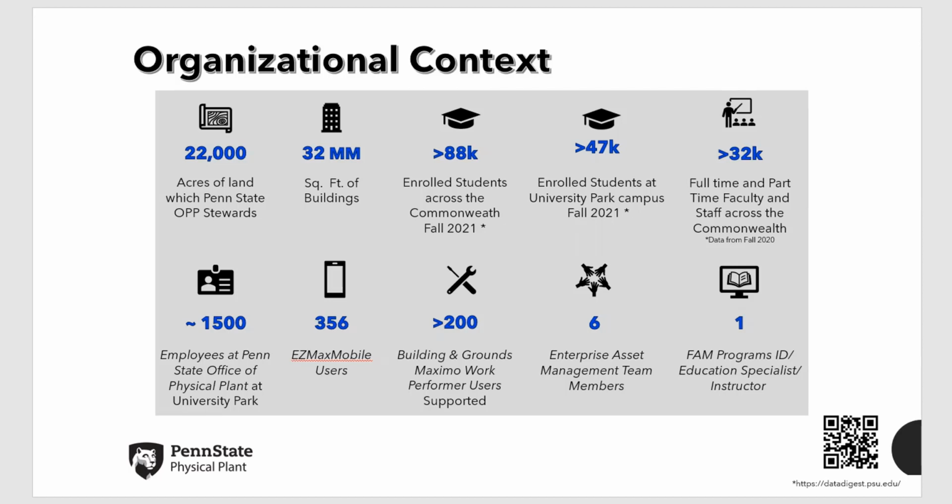As demonstrated by these statistics, the scope of OPP's work and its impact to the mission of the university are far-reaching. OPP's FAM programs balance software, information, and knowledge to support the operation and maintenance of the university's physical assets. FAM programs include the Enterprise Asset Management Team, EAM team, and FAM training program, amongst others. The EAM team, which oversees work and asset management enterprise systems like Maximo, EZMaxMobile, EasyRequest, etc., is primarily composed of 6 team members: 3 business analysts, 1 business system analyst, 1 application support specialist, 1 manager, and tangentially, 1 instructional learning designer, and that's me.